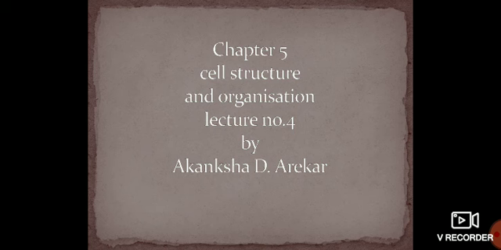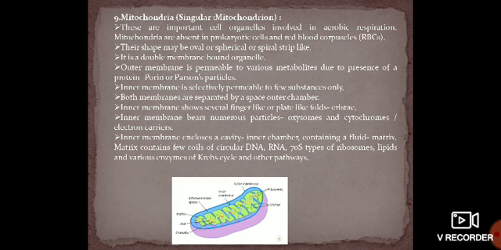Today's topic of discussion is Chapter 5 Cell Structure and Organization, Lecture number 4. So, the organelle which we are going to discuss today is mitochondria. Mitochondria is present in plant and animal cell. Singularly, we are going to call it a mitochondrion. These are important cell organelles which are involved in aerobic respiration.